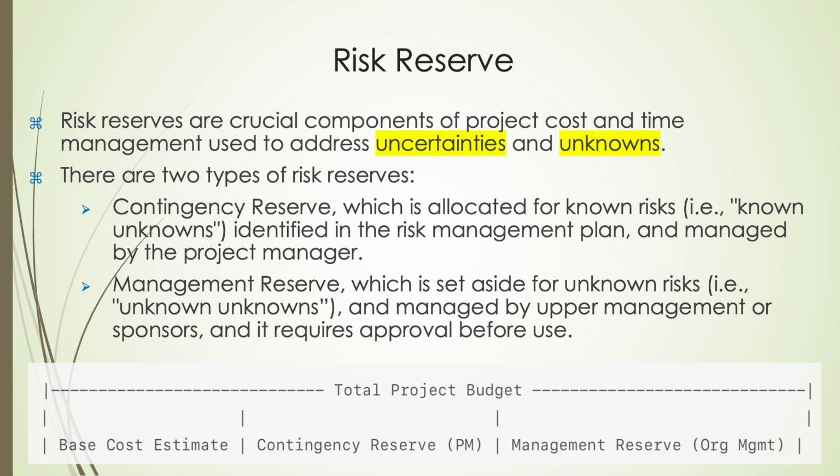Second, the management reserve, designated for unknown risks, or what we call the unknown unknowns, that is for unforeseen events beyond initial analysis. This reserve is controlled by upper management or sponsors and requires formal approval for use, safeguarding strategic resources for true emergencies. Together, contingency and management reserves form a layered defense within the total project budget, combining the base cost estimate with contingency and management allocations. This structured approach ensures that projects remain resilient, adaptable, and financially prepared to navigate both expected challenges and unexpected crises without compromising objectives.